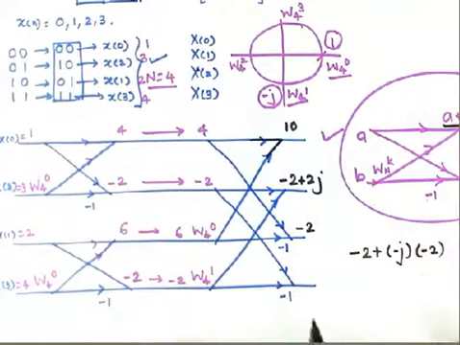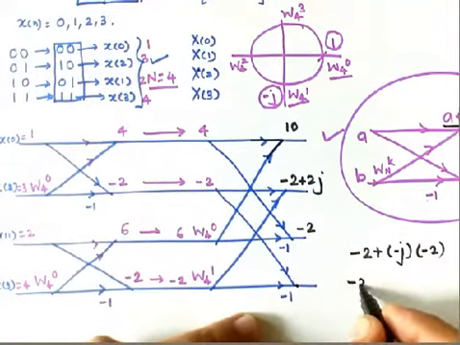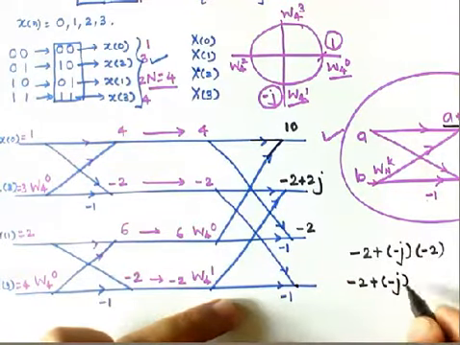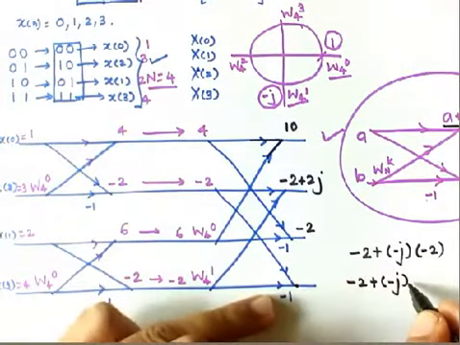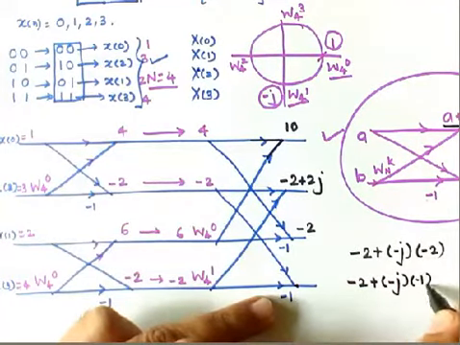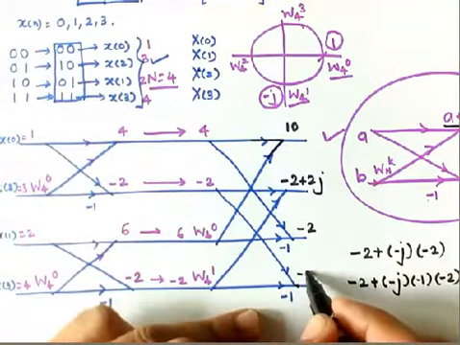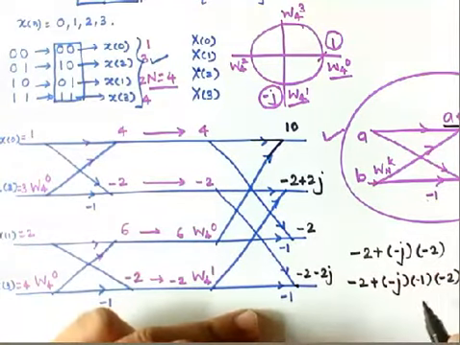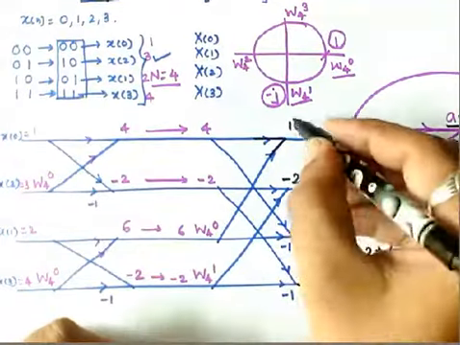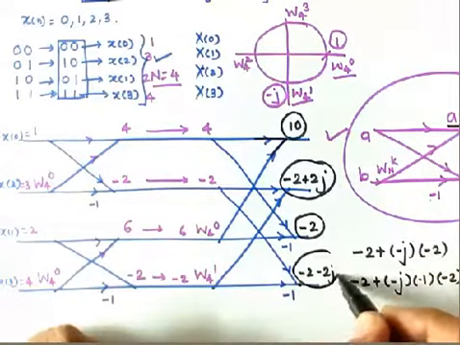This is the value, and this other value, if you calculate it, is minus 2 plus minus j into, with the minus sign itself, minus 1 into minus 2. Obviously it is the conjugate of the value we got here, minus 2 minus 2j. Now this value is X of 0, this is X of 1, this is X of 2, and this is X of 3.